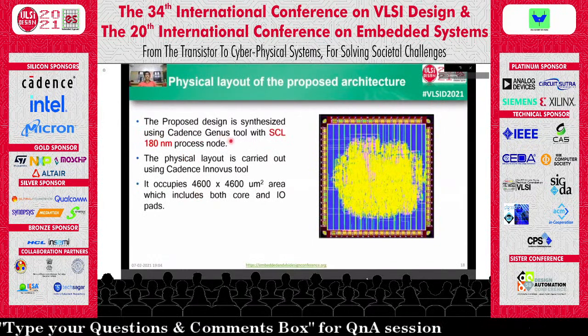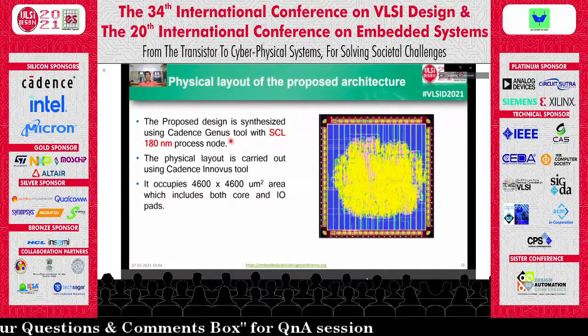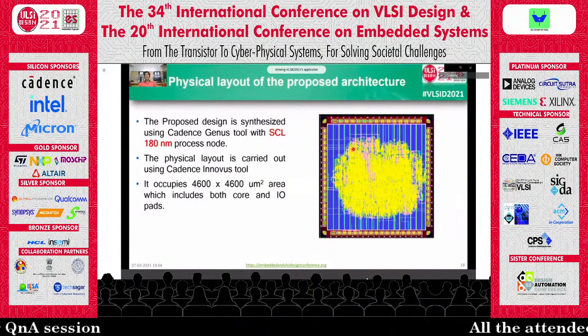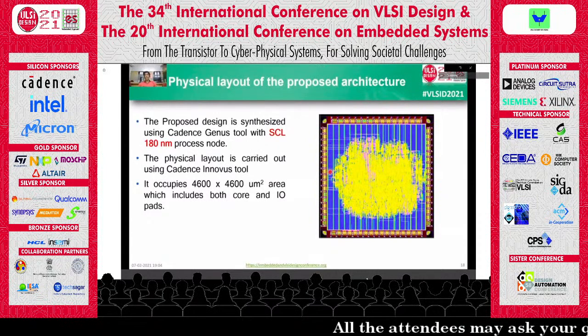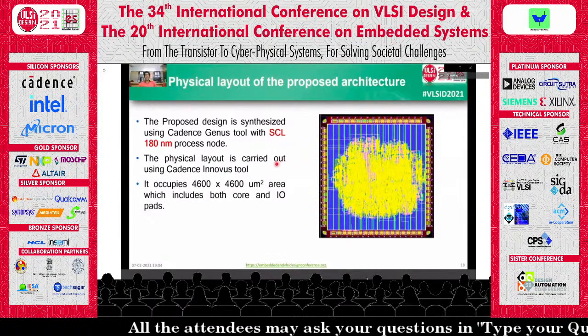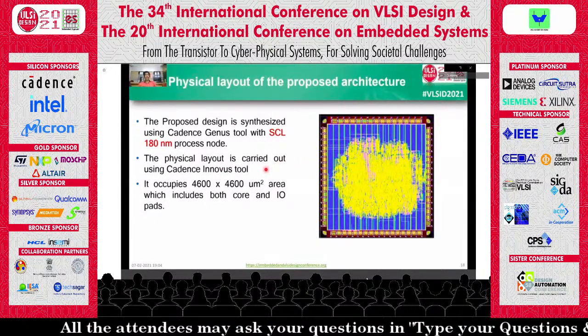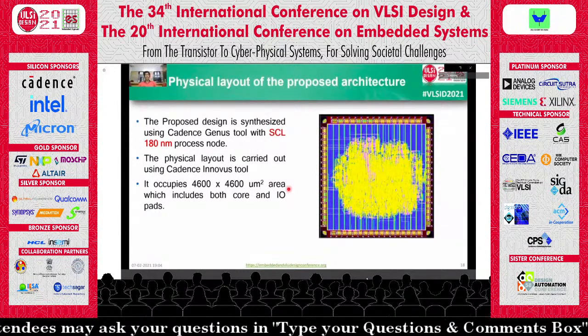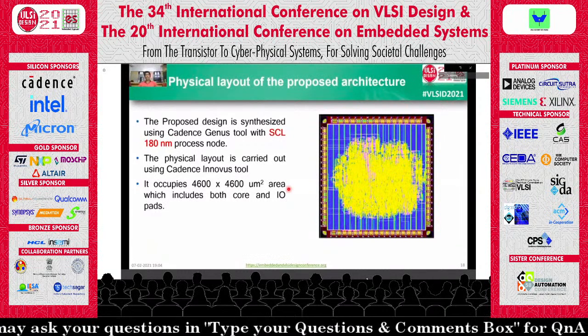The proposed design is synthesized using Cadence Genus tool with SCL 180 nanometer process node. Here we can see the physical layout of the proposed architecture. The center part of the layout is the core, which is surrounded by I/O pads. We have used an 8-bit wrapper in order to reduce the I/O counts, which we can see around the core. The physical layout is carried out using Cadence Innovus tool. It occupies 4600 cross 4600 micrometer square area.